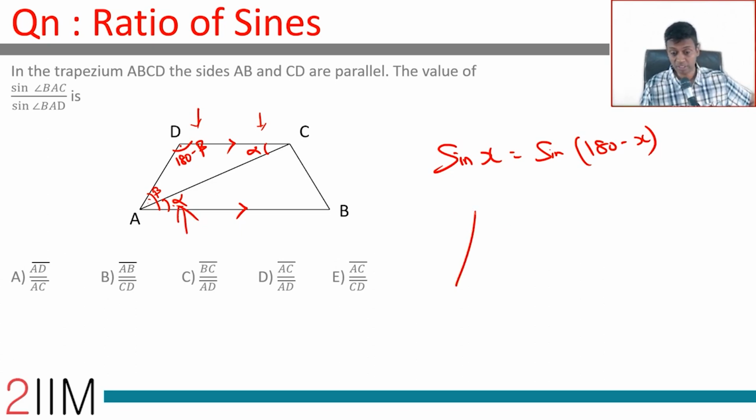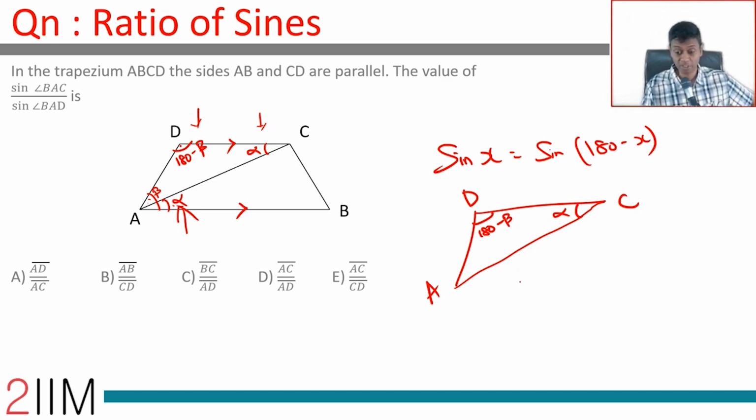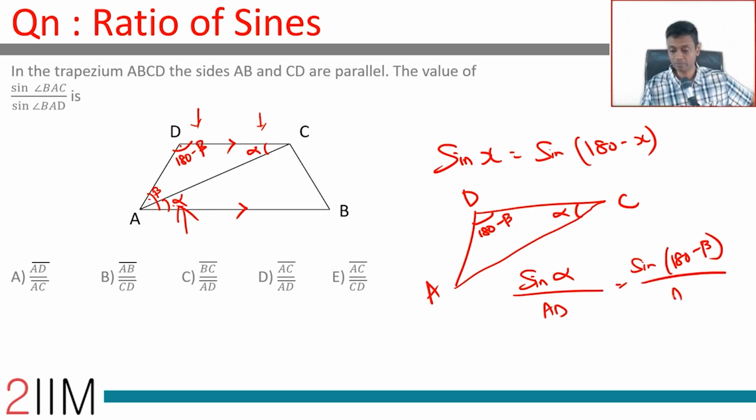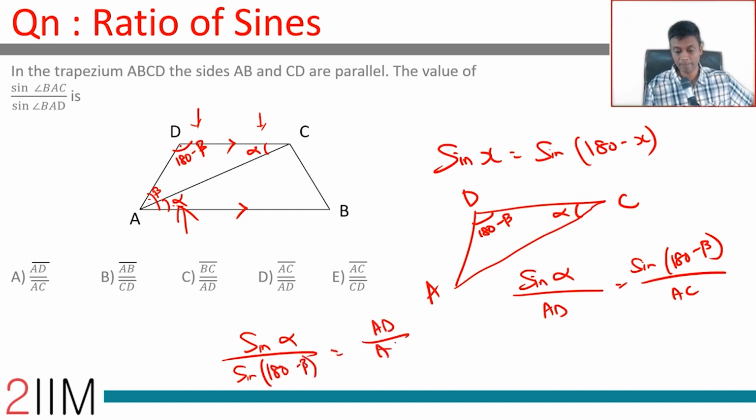I'm going to think about triangle ADC. This is alpha. This is 180 minus beta. Right? So think about this. A by sine A is equal to B by sine B equal to C by sine C. Or sine alpha by AD equals sine of 180 minus beta by AC. We are through. We are clearly through. Think about how we are through. So sine alpha by sine of 180 minus beta is AD by AC.